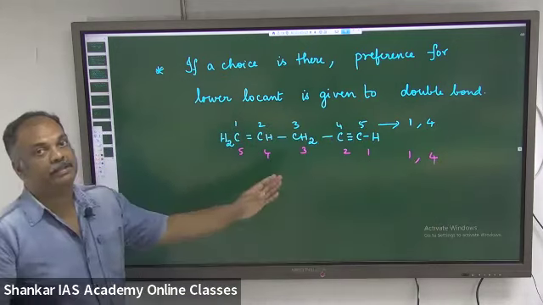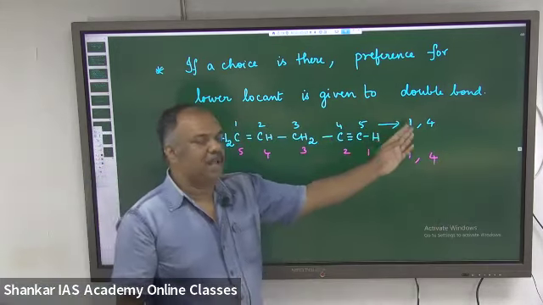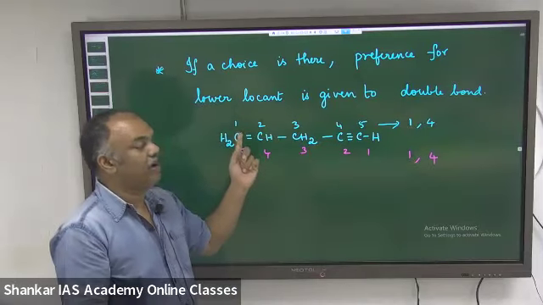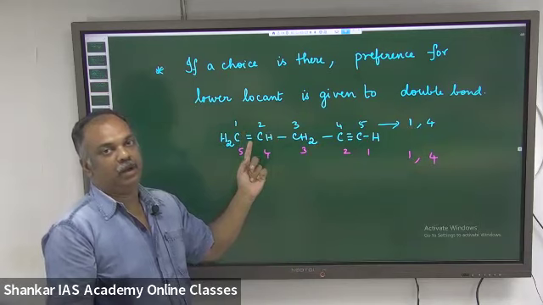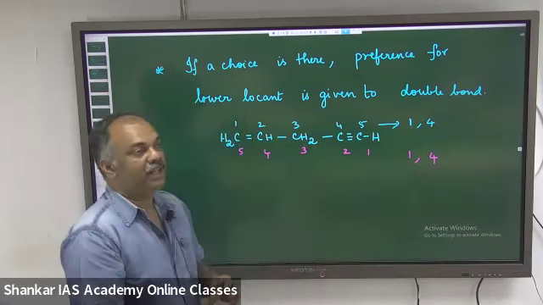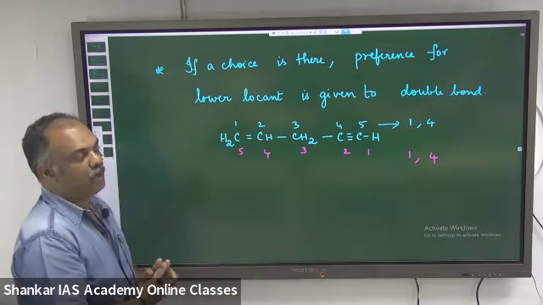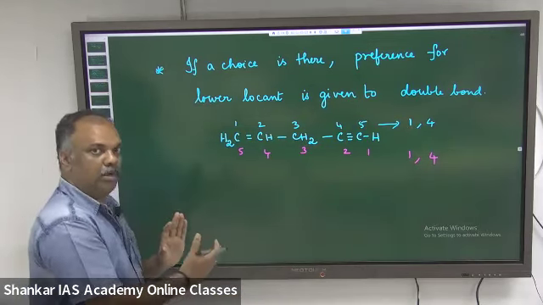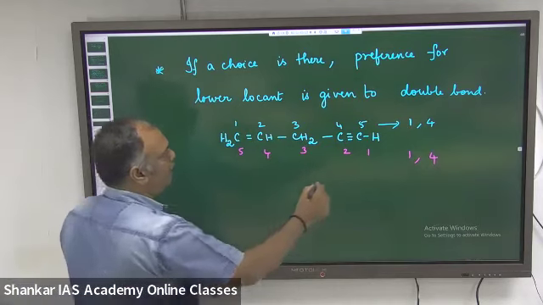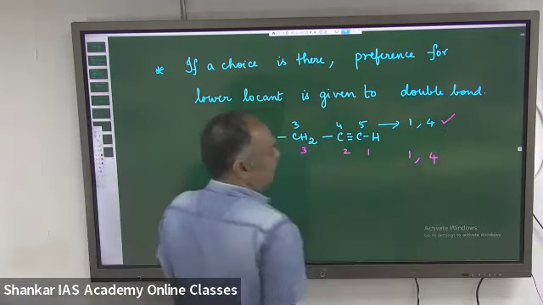Now make a comparison between both. Both are having the same numbers. So in the top one, alkene is having 1, whereas in the bottom numbering, alkyne is having 1. When such a case arises, what you have to do is the double bond will get preference over alkyne. So we have to take this as the correct numbering.